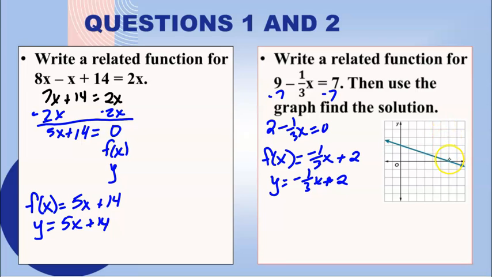The solution is where it crosses the x-axis, and the x-coordinate right here crosses the x-axis there, so our x-intercept would be 6, 0. So that means when y is 0, our x is going to be 6. So if I put 6 in for x, 6 times negative 1/3 is negative 2. Negative 2 plus 2 is 0. So our solution is 6.